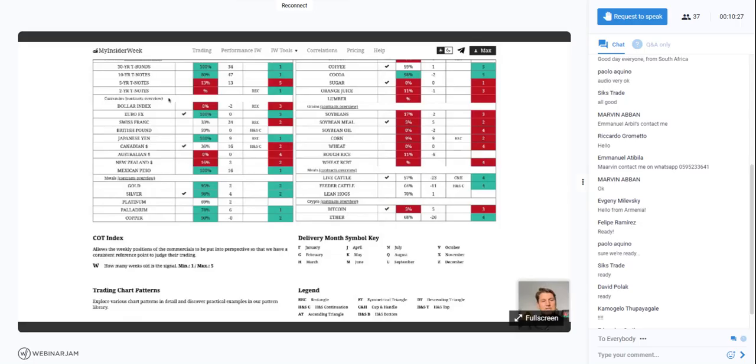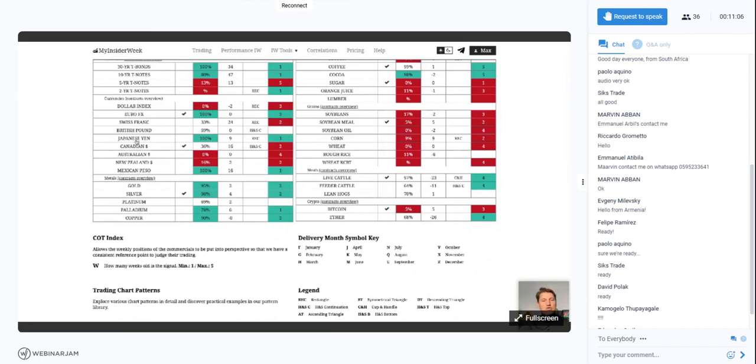The next sector is currencies. In currencies, we have one major currency, the dollar index. Then we have a bundle of European currencies: Euro FX, Swiss franc, British pound. Then we have the Japanese yen. This is a lone warrior. We don't have a bundle with this currency. Then we have a bundle of currencies like the Canadian dollar, Australian dollar, and New Zealand dollar. These are commodity currencies. And then we have the Mexican peso.